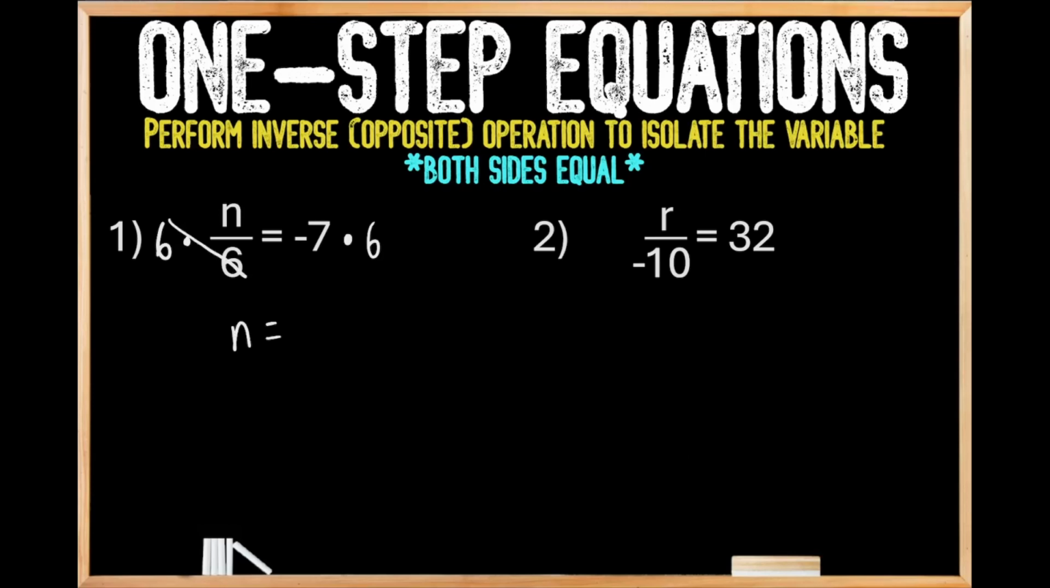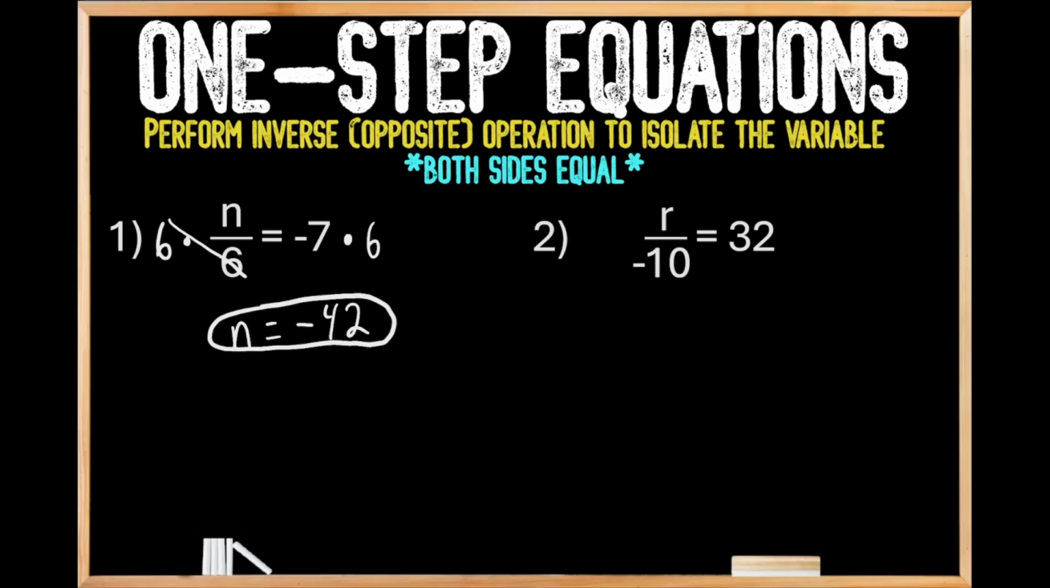And then for the right-hand side of this problem, we're going to be multiplying -7 times 6. And since we're multiplying a negative by a positive, we're going to get a negative product. So when we multiply -7 times 6, we get -42. So n is equal to -42.